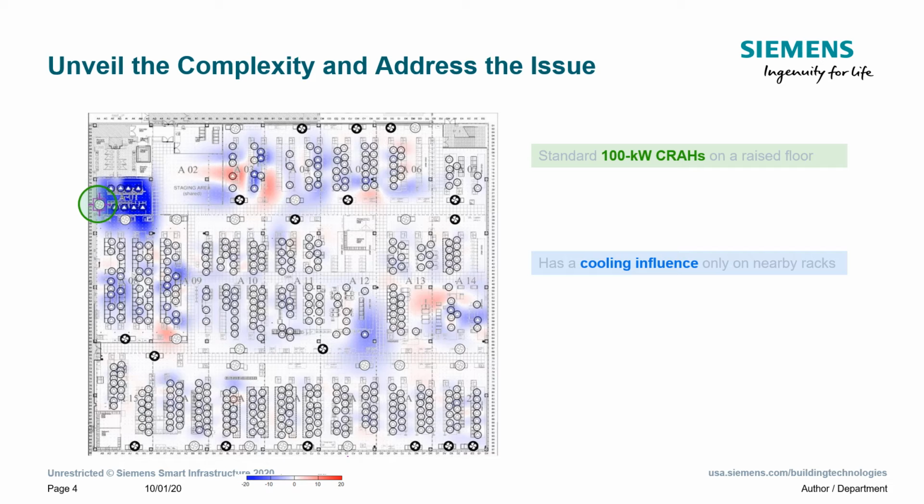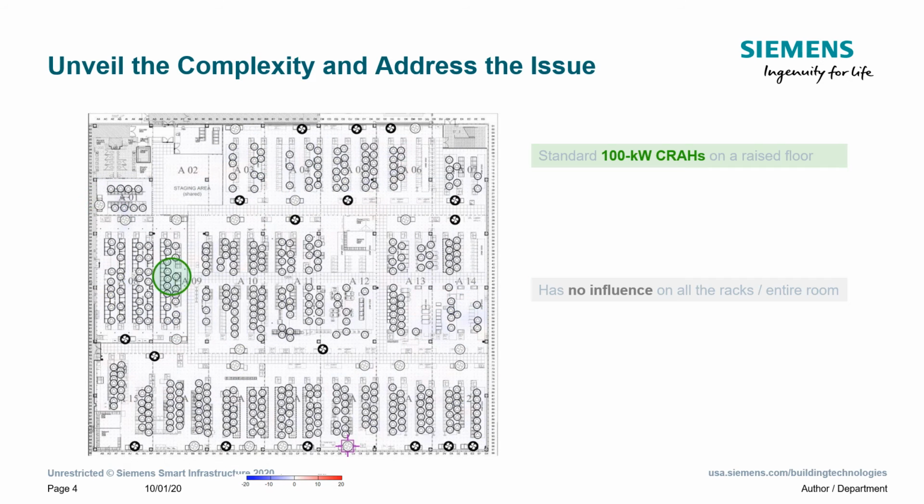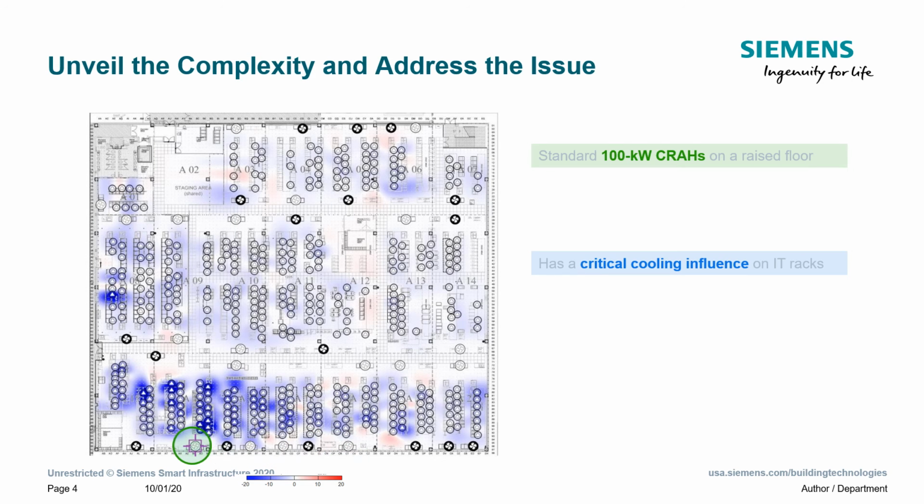Some units only affect the racks next to them. Some CRAHs don't provide any cooling in the data center at all. This could indicate that maintenance is required, but in the meantime, the unit may be running, wasting energy with the problem going unnoticed. Then you may have other CRAH units that are critical to the cooling operations in the data center. The airflow patterns for each of these CRAH units and how they affect temperatures at any given time are impossible to predict. This is why cooling is difficult to manage.